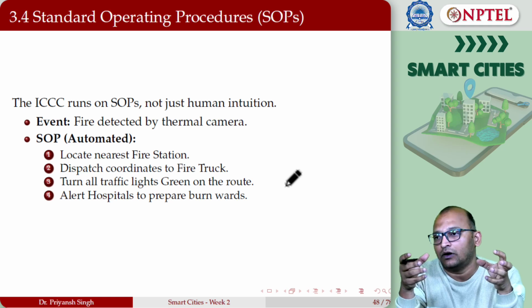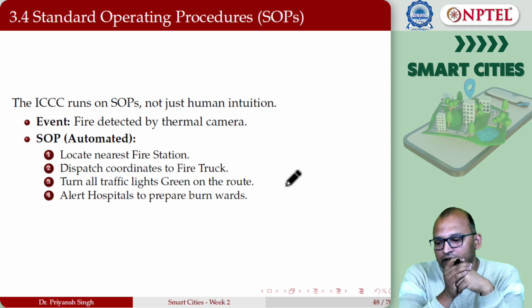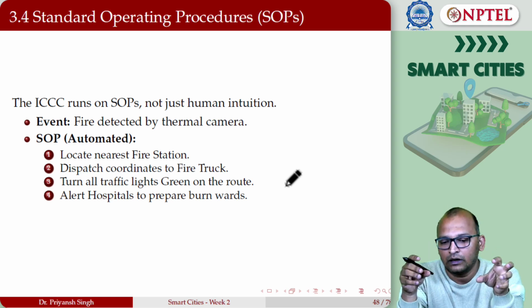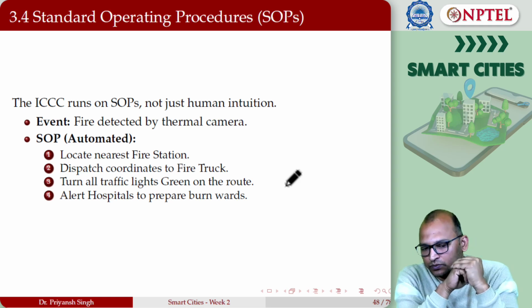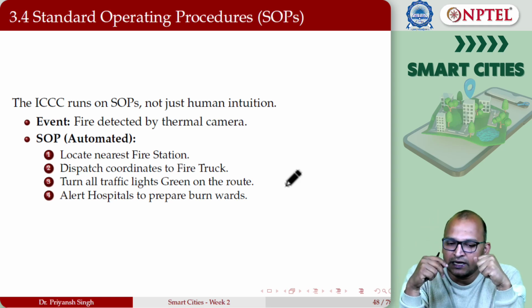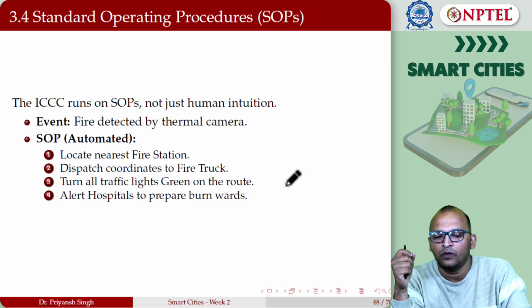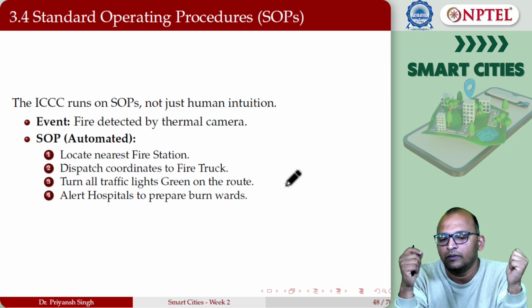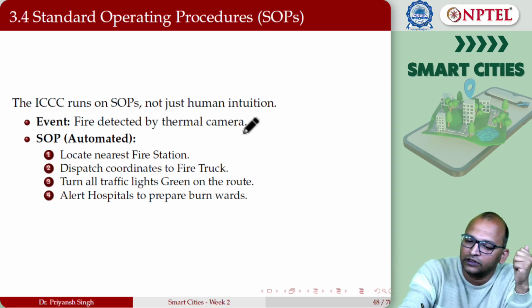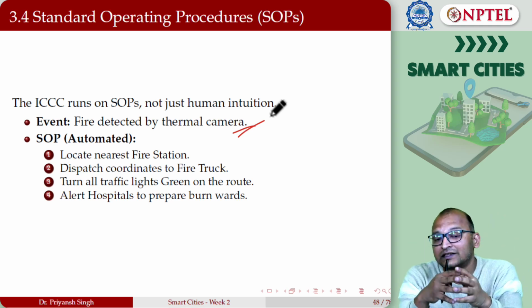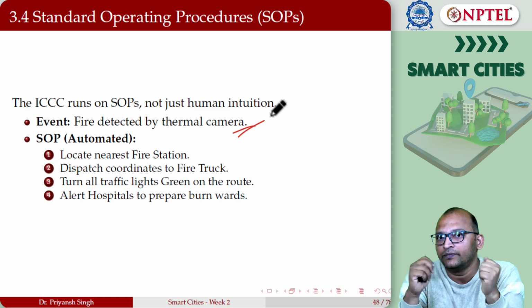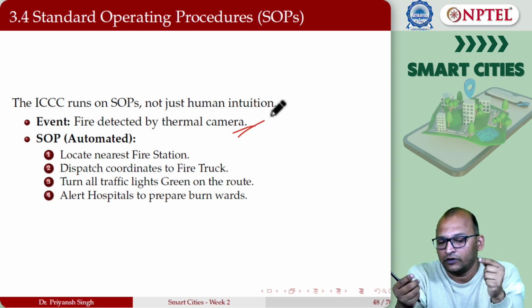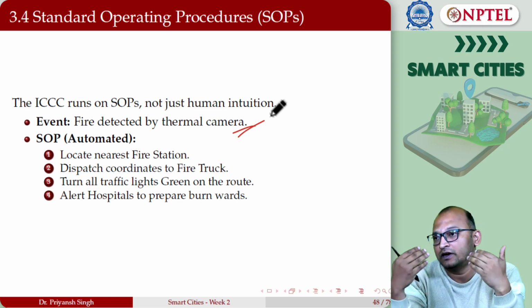So the ICC, or integrated command and control center, does not work only on human intuition. It runs on standard operating procedures, or SOPs. Let's try to understand by an example. Let's suppose we have an event where a fire is detected by a thermal camera. If the thermal camera detects a fire event in the city, then an SOP, which is normally automated, will be followed. The SOP will consist of several steps.